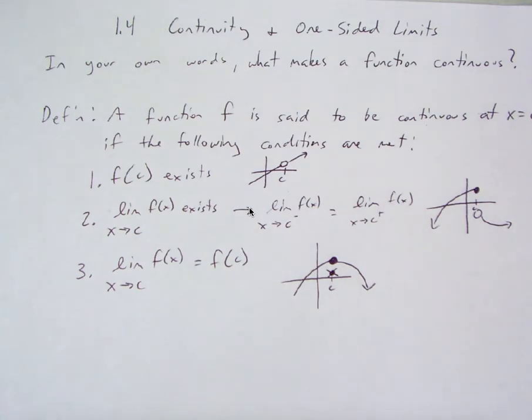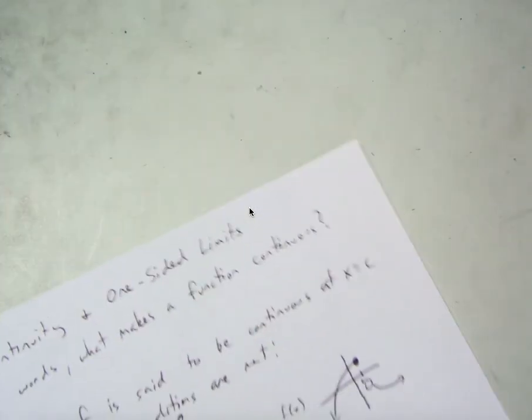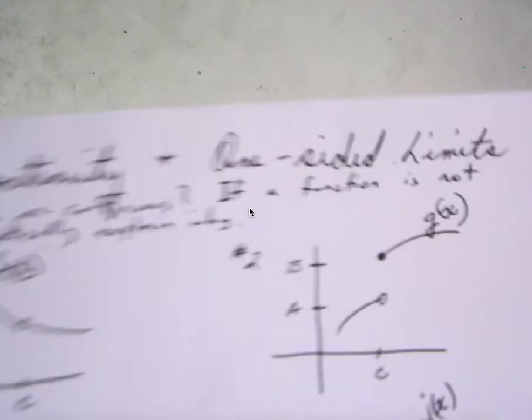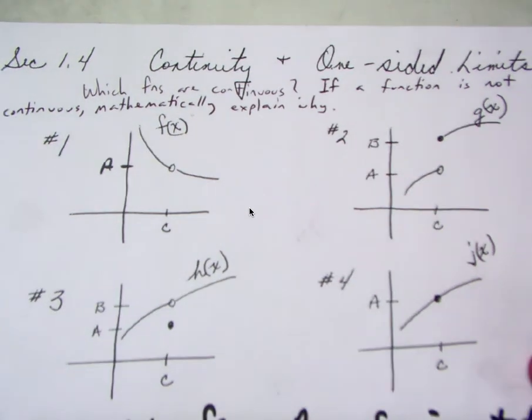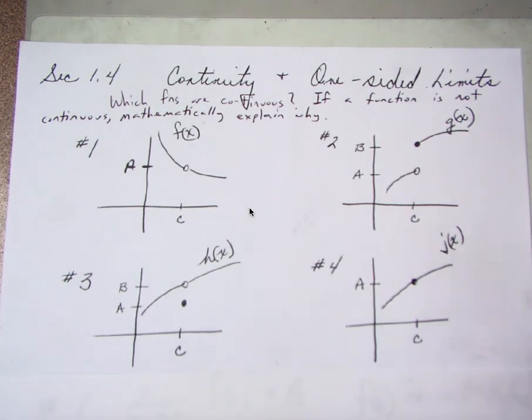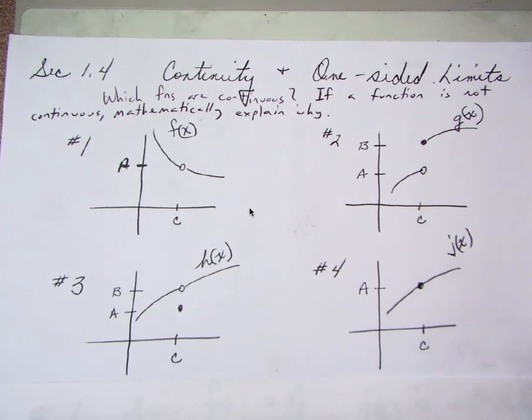Okay? So what I want you to do now, and you could just write these answers on the notes here. So I have 4 graphs. All right, and this is an activity that's located on Canvas as well, but I'll just put it here. There's 4 graphs here. And it says, which functions are continuous? If a function is not continuous, mathematically explain why. And in fact, I want to just have you explain why regardless. So you're going to say yes or no on all these. They either are continuous or not, and explain why.